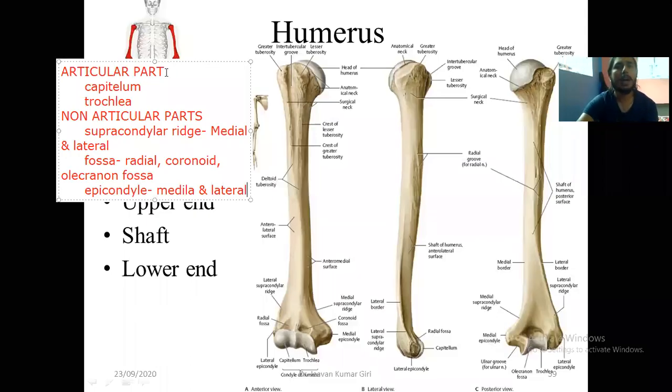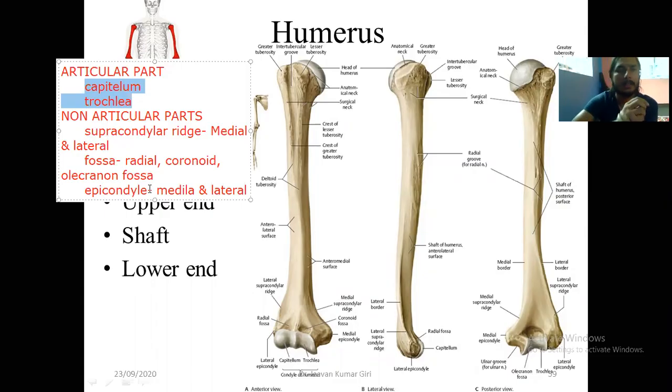Now see this articular part, that helps in formation of the joint. This capitulum and the trochlea you will see. The non-articular parts are not forming the joint. They are the rough part only. So you will see the supracondylar ridges, the fossae, and then the epicondyles.